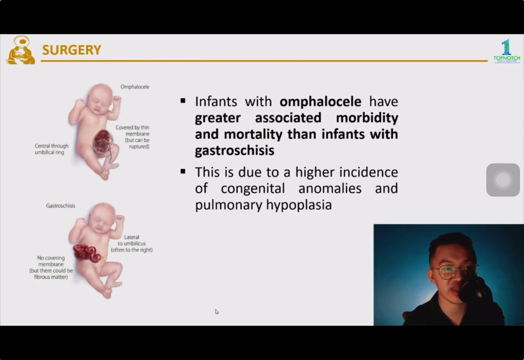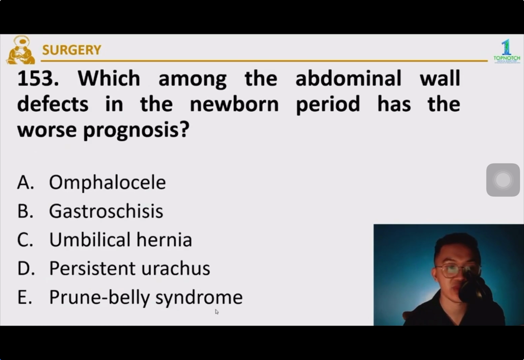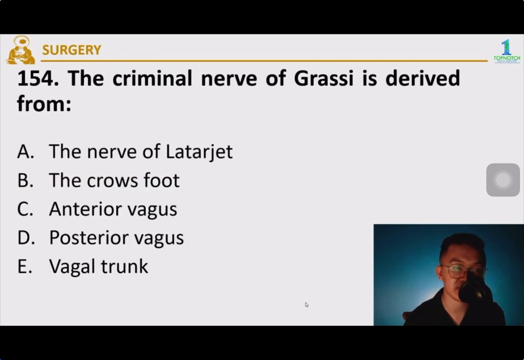Omphalocele, on the other hand, usually has associated defects such as the pentalogy of Cantrell, cardiac defects, renal defects, and vertebral defects, among others. So 153, the correct answer is omphalocele.